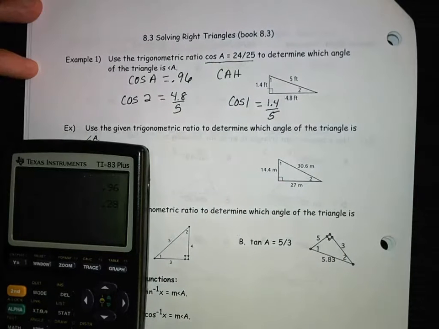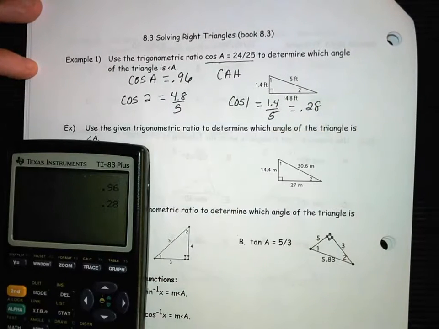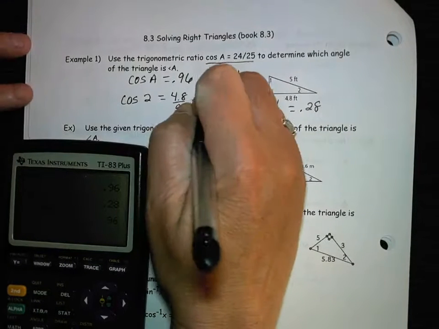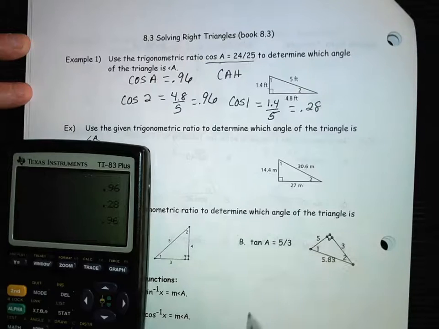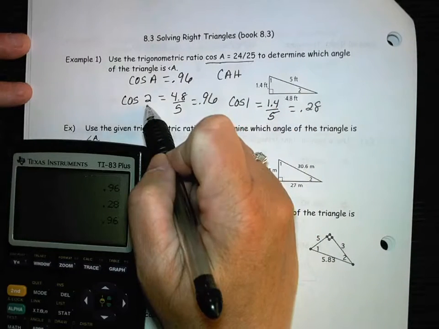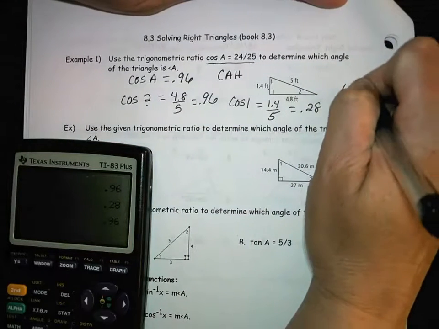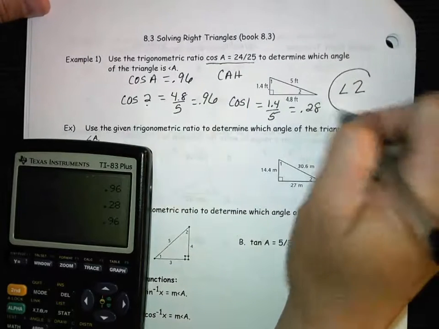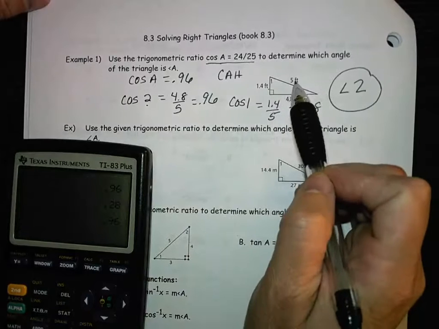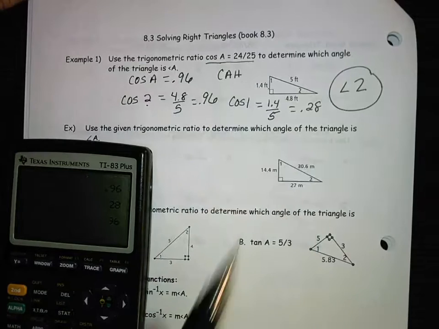1.4 divided by 5 is 0.28. It's not 0.96. And then 4.8 divided by 5 is 0.96. So if the cosine is 24 over 25, we are talking about angle 2. So our answer, I'll write it over here, is angle 2. We just looked at the two different possibilities, adjacent over hypotenuse, and saw which one equaled the number they gave us.